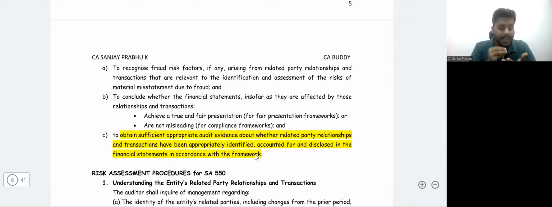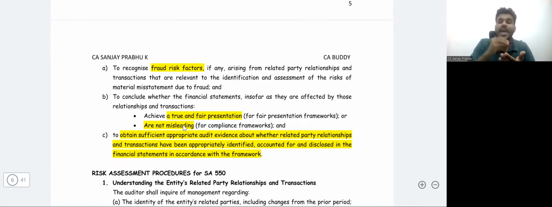Second objective: if the entity is having any transaction with a related party, the auditor has to see whether there is any fraud risk factor, whether there are any chances of fraud. So as an auditor, I should see whether there are any chances of fraud when the entity has any transaction with the related party. Third objective: if an entity is having any transaction with the related party, the auditor should ensure that the financial statements are true and fair, and not misleading anyone. Simple. Okay. So what are the three objectives of SA 550? The first objective is to see whether the entity has identified, accounted for, and disclosed all the related party transactions.